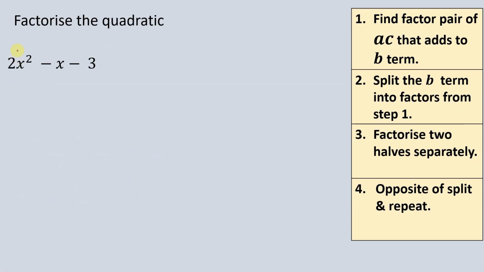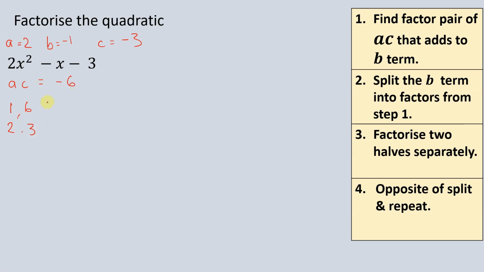And here we have a is going to be 2, B is going to be minus 1, and C is going to be minus 3. Again, we need to find AC, which is going to be 2 times minus 3. So AC is going to be minus 6. Now we need to find factors of AC that are going to give us minus 6 when multiplied, and minus 1 when added or subtracted.